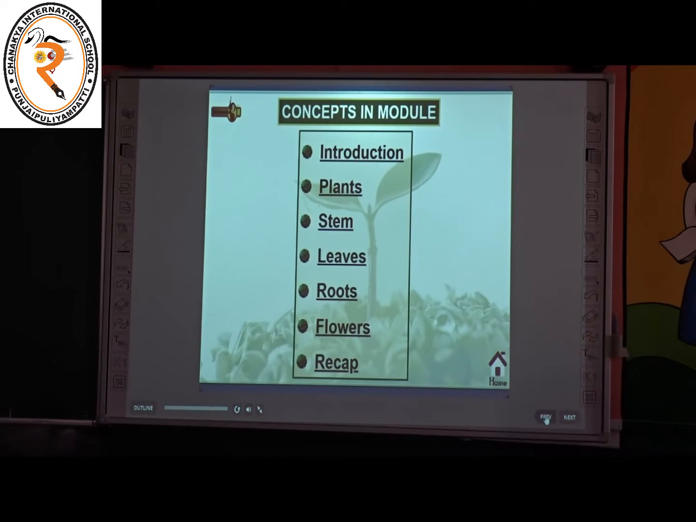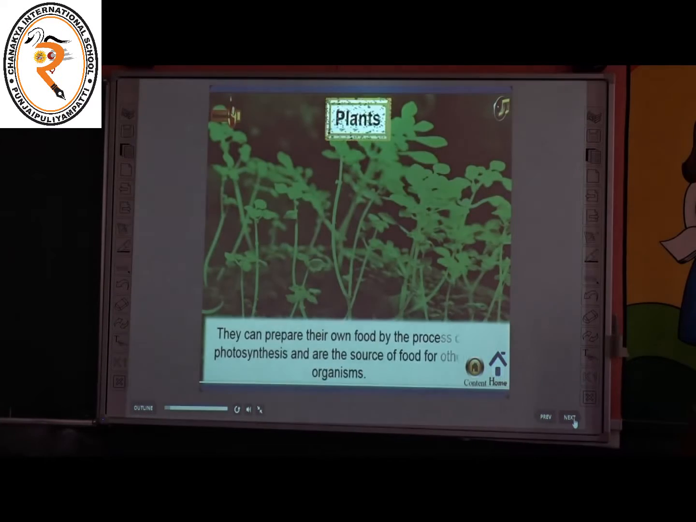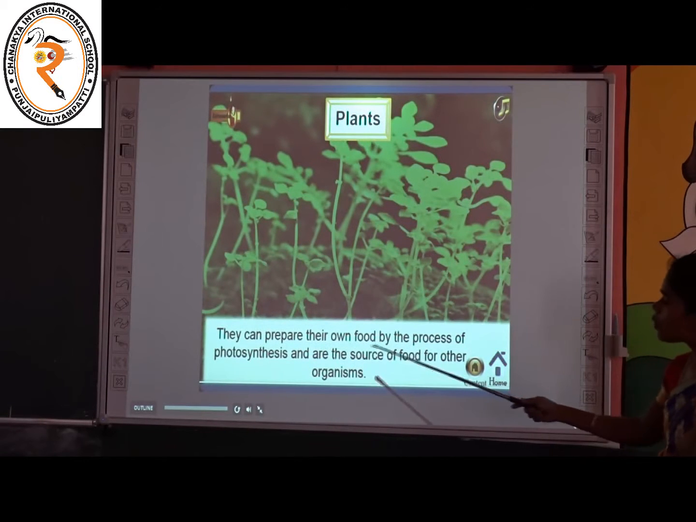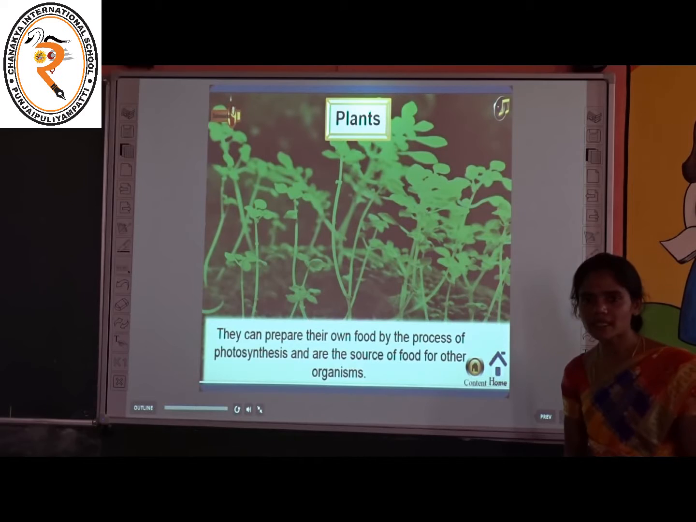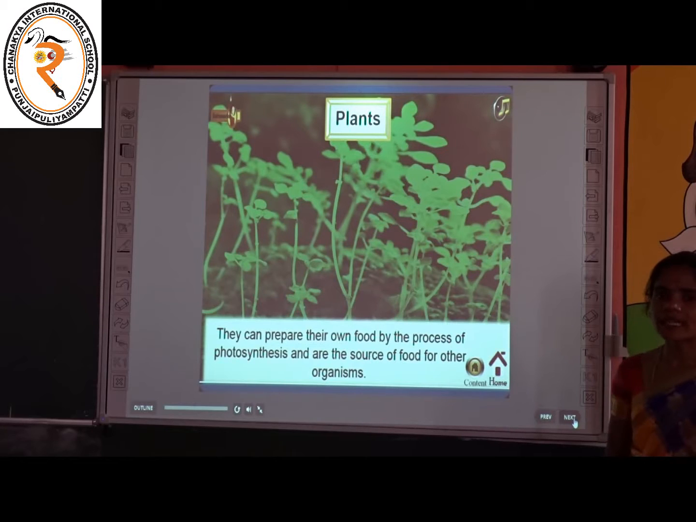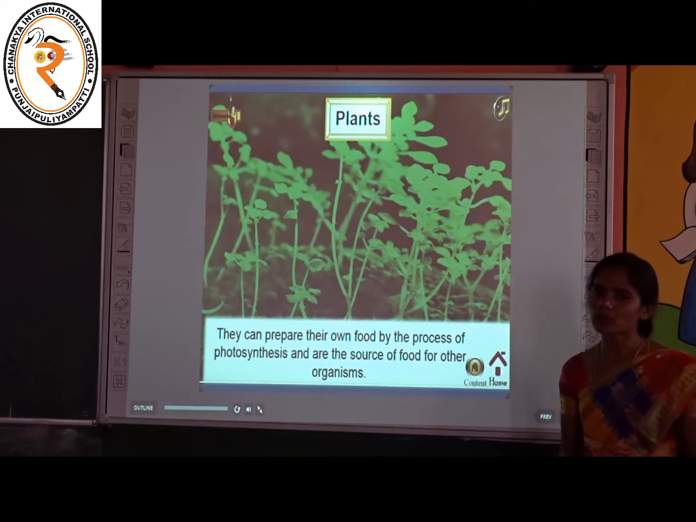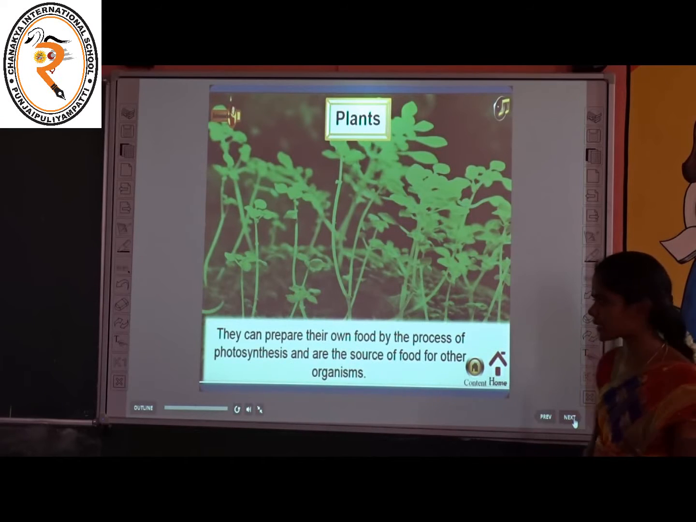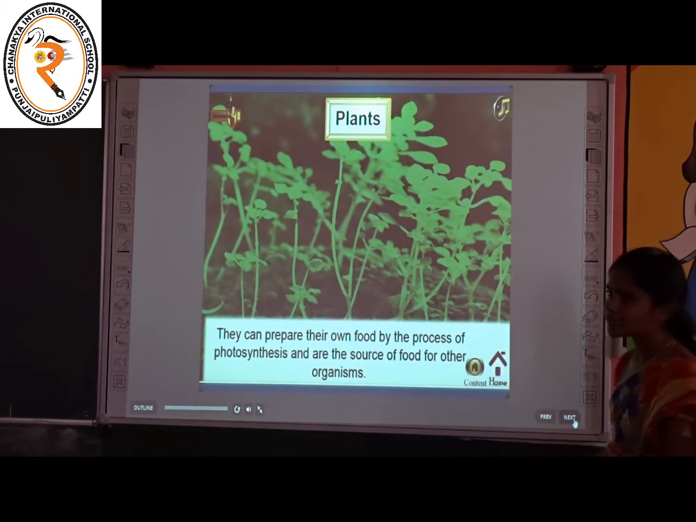What is called a plant? Look at the picture. They can prepare their own food by the process of photosynthesis. What is photosynthesis? It is a process of plants. They make their own food with the help of sunlight, water, air and chlorophyll. What is chlorophyll? It is nothing but a green pigment present in the plant. So only plants can make their own food, by the process of photosynthesis, and they are the source of food for other organisms.